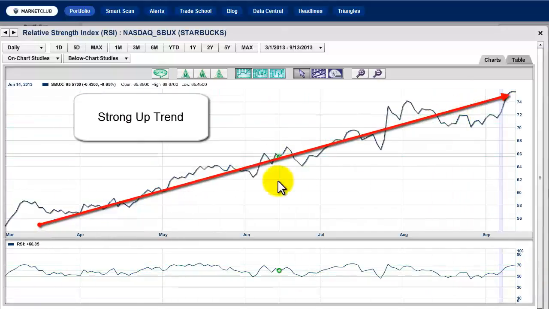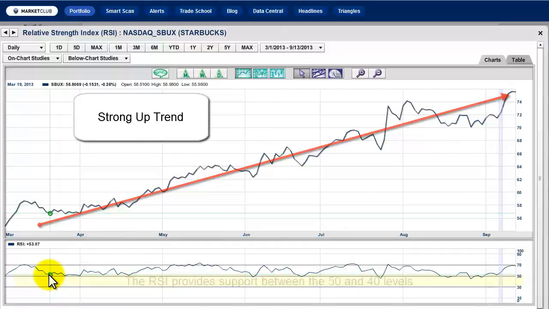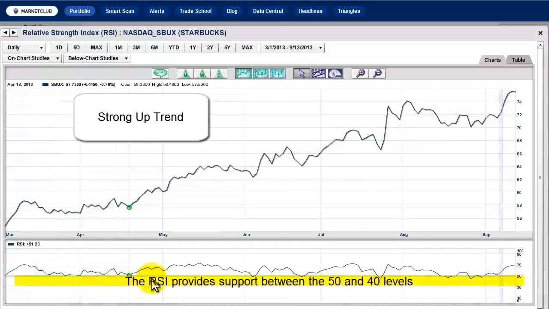So we want to be a buyer where it finds support. So here's the support level. This is right in the middle. This is the 50 indicator we talked about being support. Very seldom does this market go below the 50 indicator. Every time it gets down there, it's finding support. So that's how you use the indicator to find support.